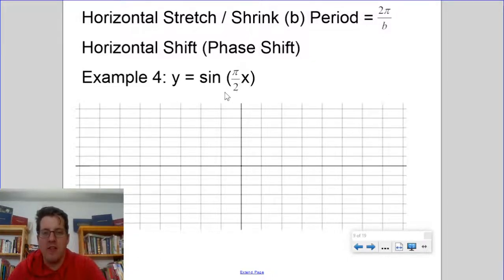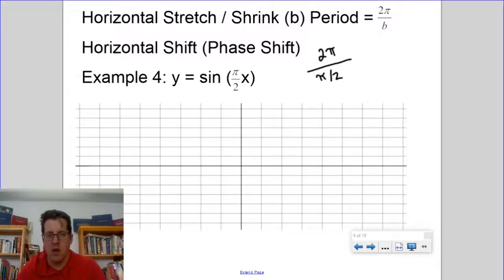So I see that I have the sine of pi over 2x. Since I know the period is 2 pi over b, I can say that the period here is 2 pi over pi over 2. Complex fractions rear their ugly head again. So our period here is going to be 4. Not 4 pi, but just the number 4. Now remember, 2 pi really means like 6.28, so this is just slightly smaller.